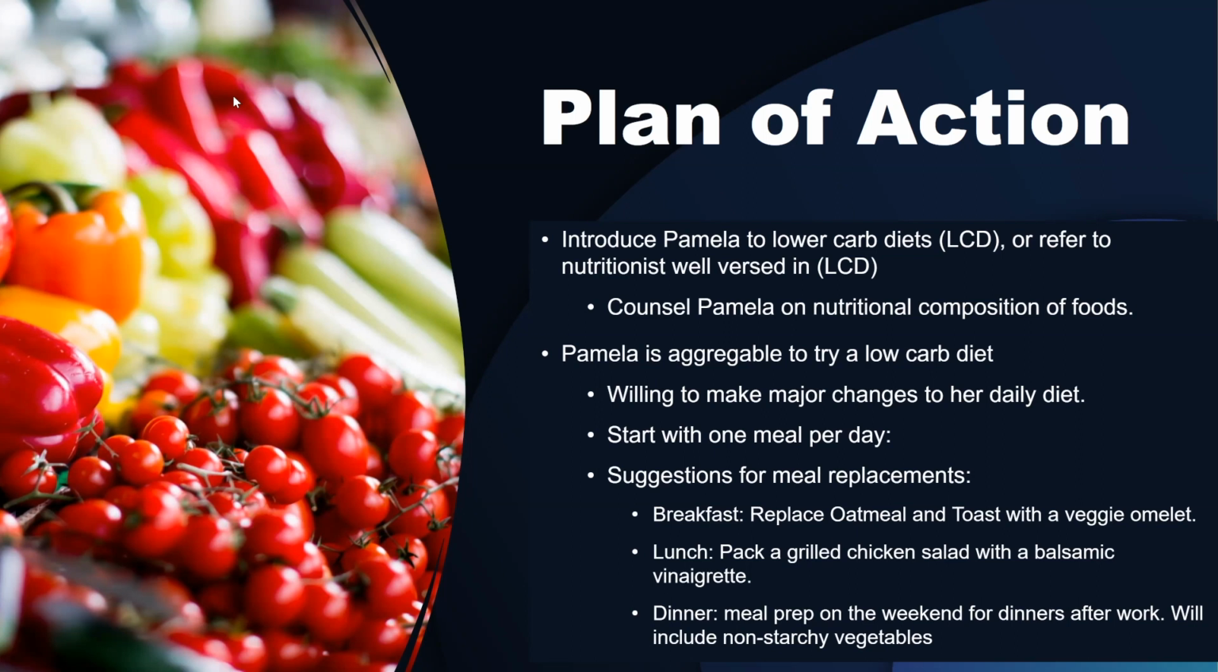She agrees to try a low carbohydrate diet and make major changes in her daily diet, starting with 1 meal per day and gradually replacing the carbohydrates with healthier, lower carbohydrate options. For breakfast, we replaced her oatmeal and toast with a vegetable omelet. For lunch, she's been doing some meal prepping and carrying her lunch in with her, which is a grilled chicken salad with a balsamic vinaigrette. For dinner, she is also using her meal prepping skills and switching to some non-starchy vegetables instead of carbohydrates at dinner.